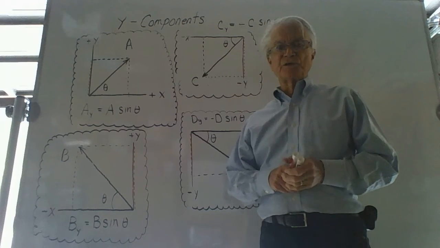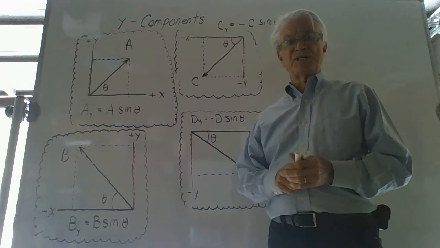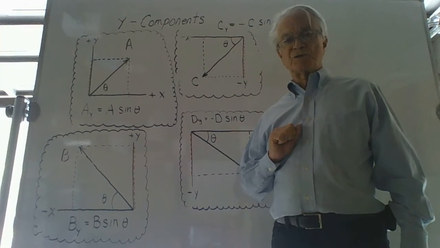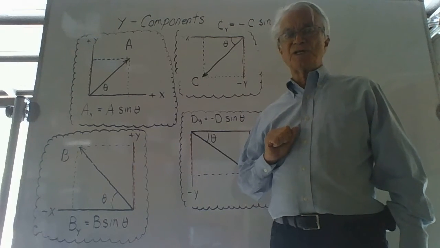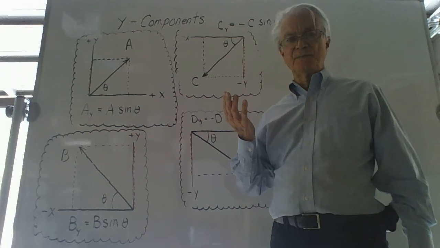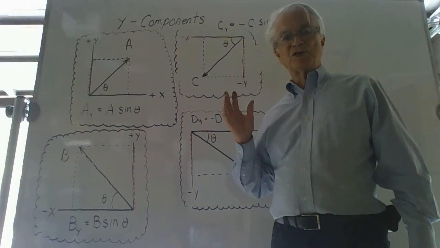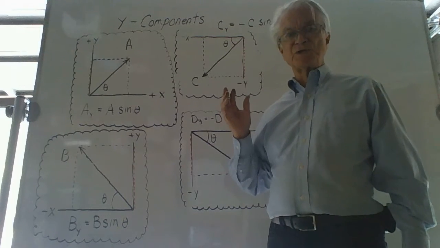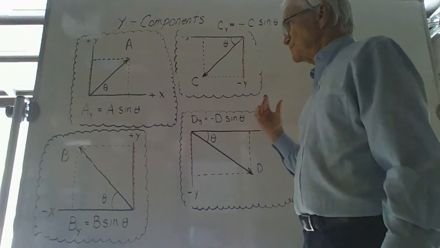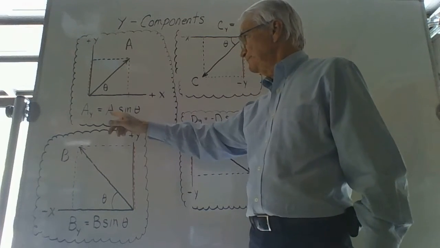In a previous video lecture, I described how one determines the x components of a vector, four different situations corresponding to vectors pointing into the first, the second, the third, and the fourth quadrants. Now we'll talk about how one determines the y components of a vector. Once again, I show four different quadrants. Let's talk about quadrant number one.